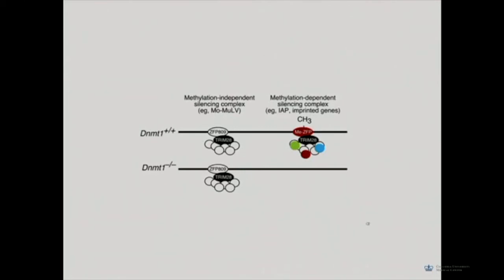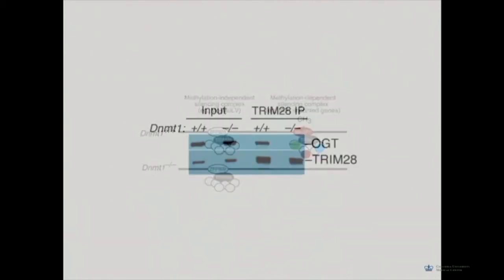So we did a screen. We had DNMT1 wild type ES cells and DNMT1 null ES cells. And we figured that if there's a methylation independent silencing complex, such as the one that Dan Wolf and Steve Goff characterized for Maloney murine leukemia virus, we reasoned that there should be factors present in DNMT1 null cells, associated with TRIM28 in unmethylated cells, but not in normally methylated cells. So it's a very simple genetic trick that allowed us to pull out some factors.